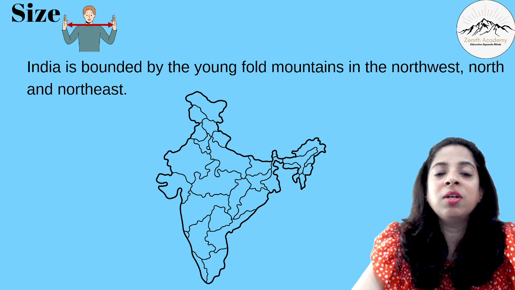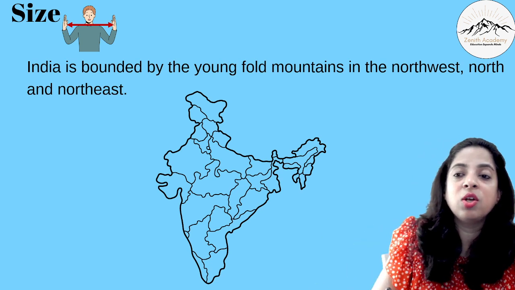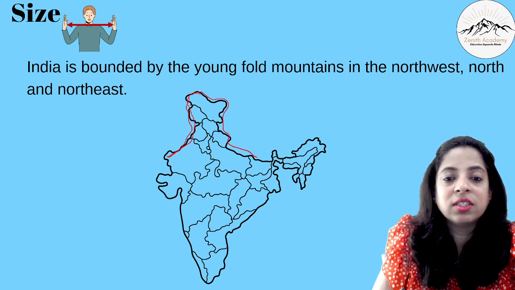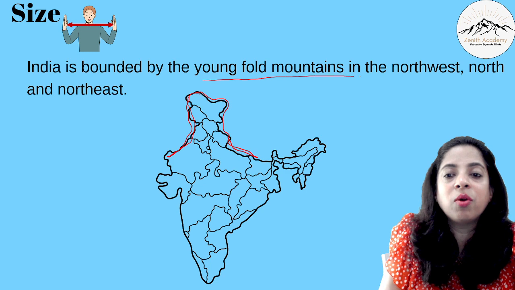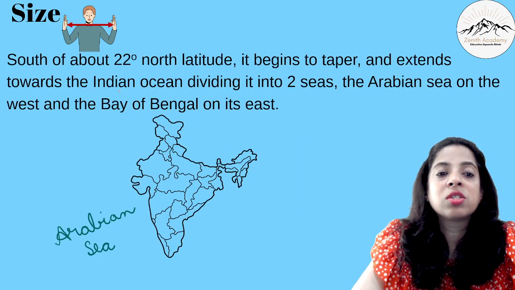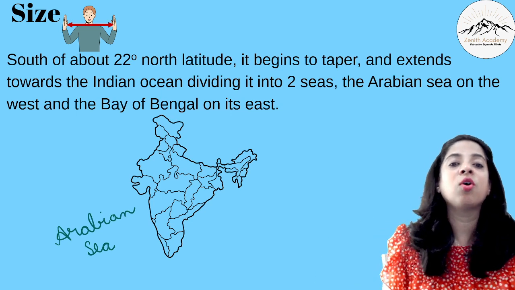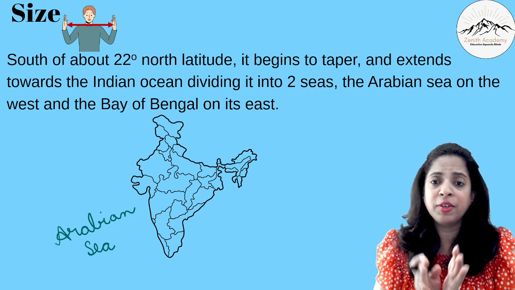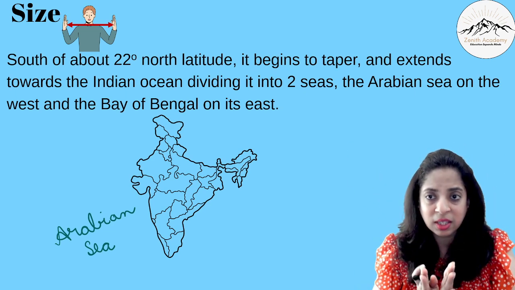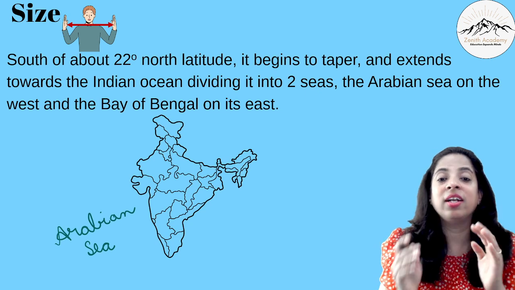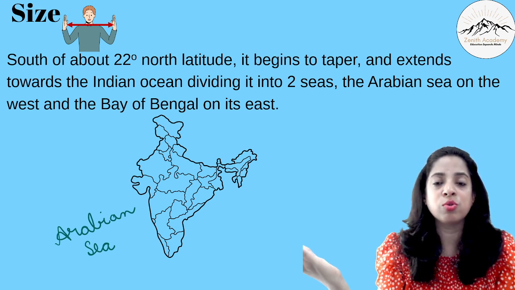Now, India is bounded by the Young Fold Mountains in the northwest and northeast. If you see here, northwest and northeast, there are Young Fold Mountains. Now, south of about 22 degree north latitude, when you go towards the south, it begins to taper, it becomes narrower. It begins to taper and extends towards the Indian Ocean. Now, it divides the Indian Ocean into two seas.